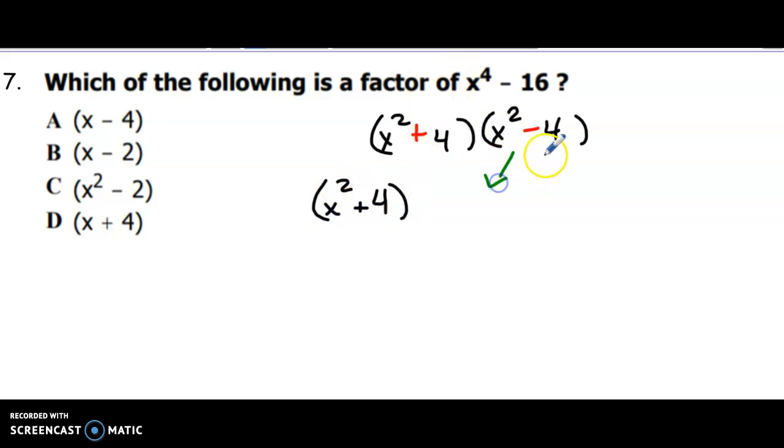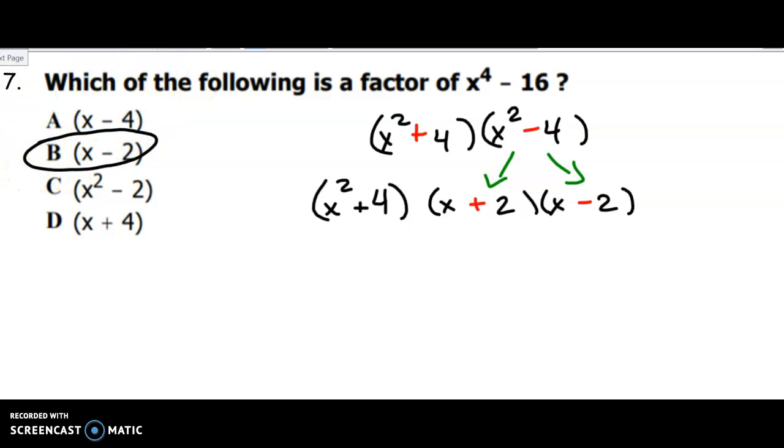But I can, I believe, factor this into two more parentheses. 1 plus and 1 minus. The square root of x squared is x and x. And the square root of 4 is 2 and 2. I only ask for one of the factors. This is one of my factors. I don't give you any others.